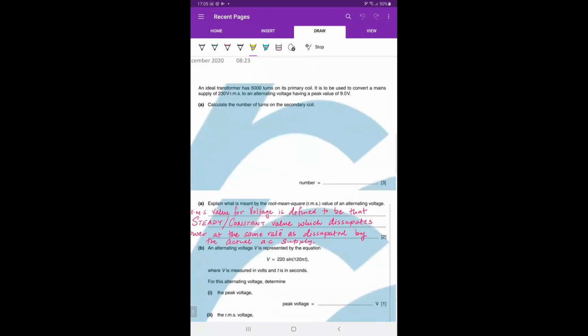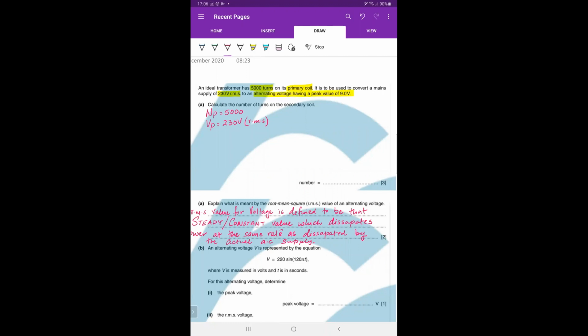So in the question it says your transformer has 5000 turns on the primary coil. Number of turns in the primary is given. It is used to convert a main supply of 230 volts RMS. So the voltage in the primary is given 230 volts, and this is the RMS value. And you are converting it into an alternating voltage having a peak value of 9 volts.